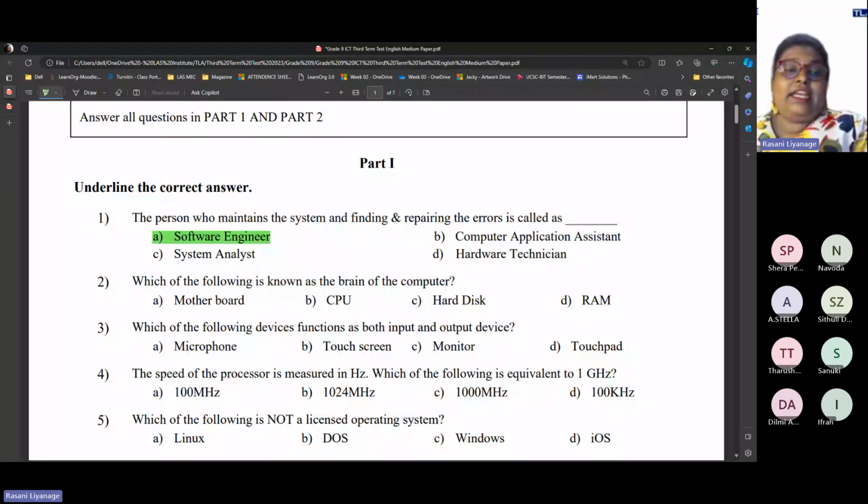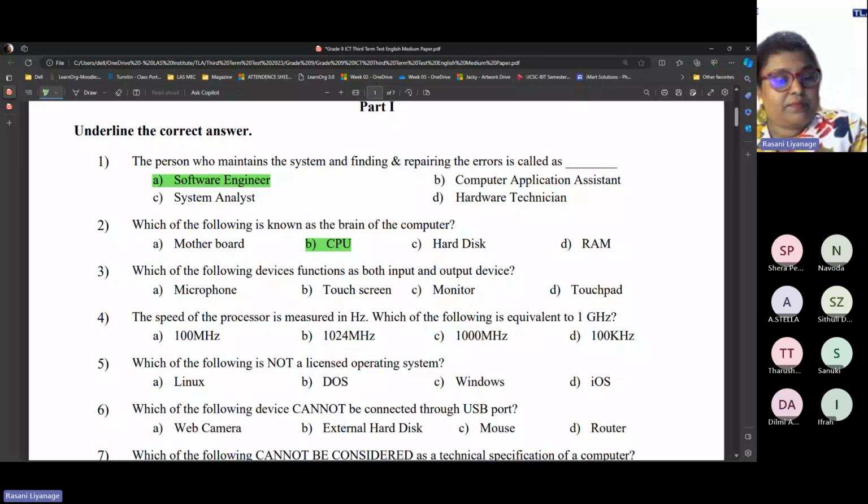Right. Next is easy. What is the brain of the computer? Of course, the CPU, that you all know. Why? All processes are happening inside the CPU. Which device would be both input and output? That's also simple. Touch screen, because microphone is only input, monitor is only output, touchpad is only input. Touch screen is inputting with the touch and outputting with the screen.